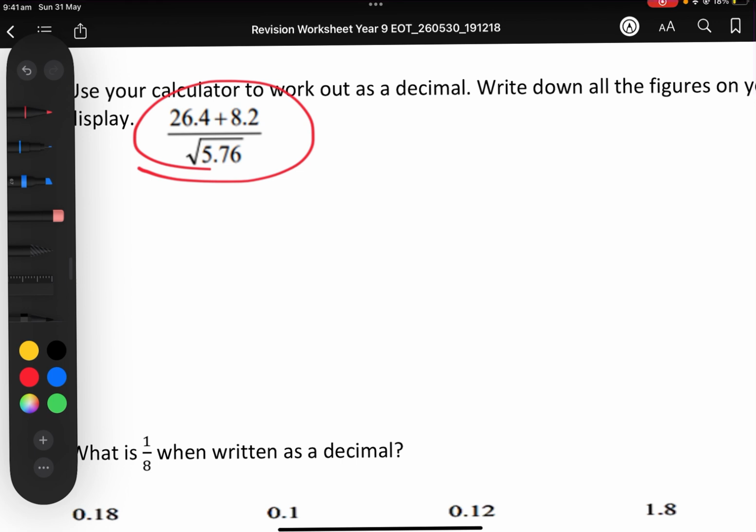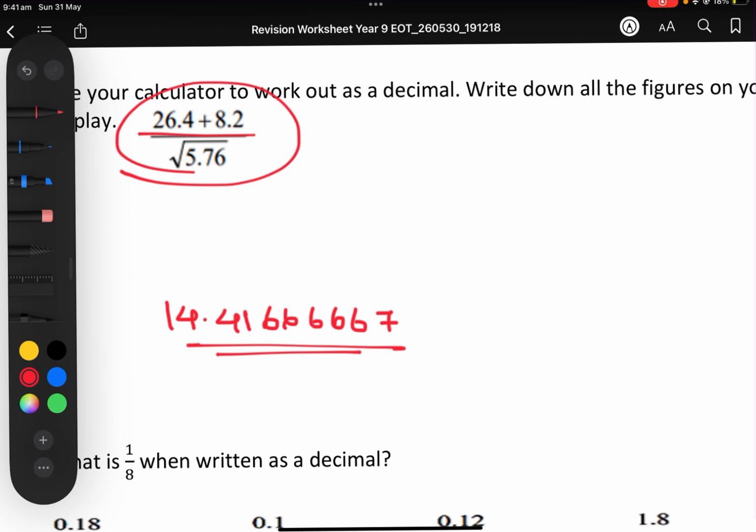Okay, so let me just write down the answer for this one. It turns out to be 14.41667. This is the complete answer when you put it in the calculator. Now, some students who do not have fractions and everything in their calculator, calculate the numerator. 26.4 plus 8.2 you do. Okay, that turns out to be 34.6.